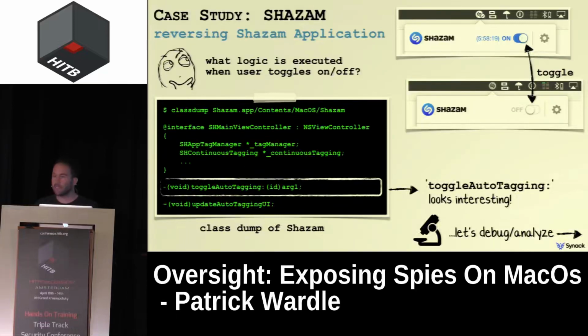Binaries that are written in Swift or Objective-C have a lot of runtime type information within the binary, for example, class and method names. So we can use a utility like class-dump to extract this information. We execute class-dump, and we can see, for example, class names, instance variables, and method names. And there's this one method called toggleAutoTagging that looks interesting. So let's debug that.